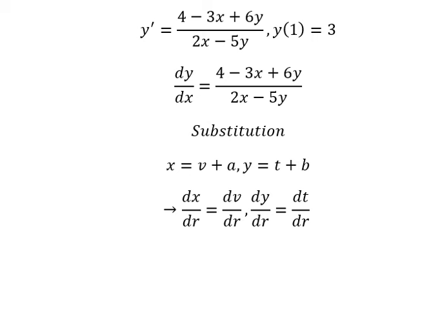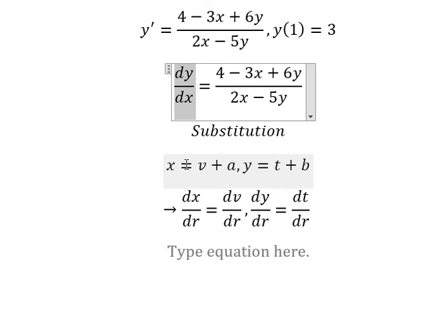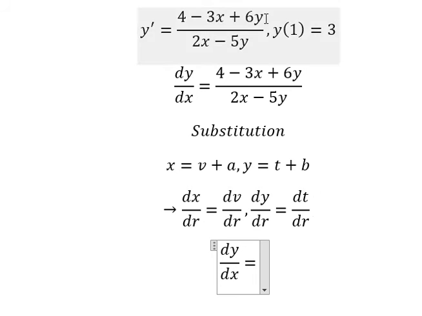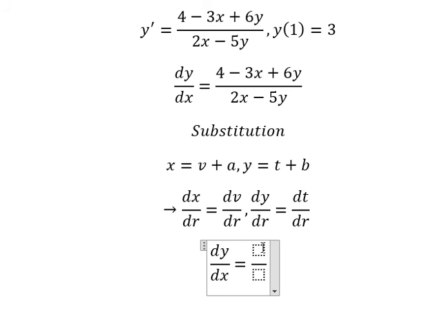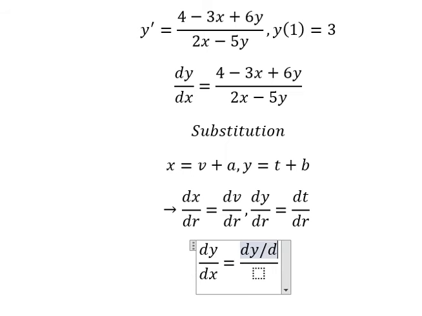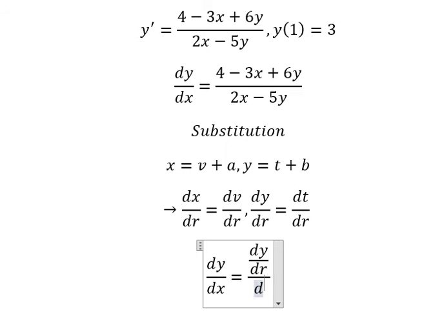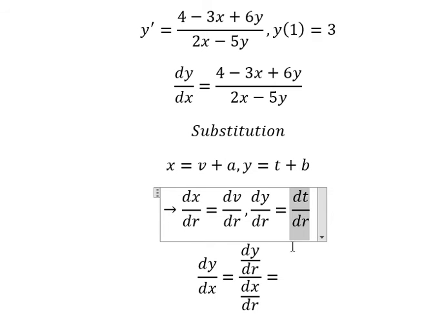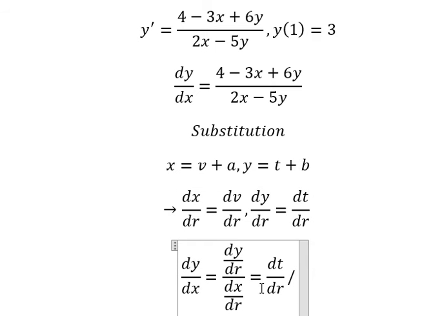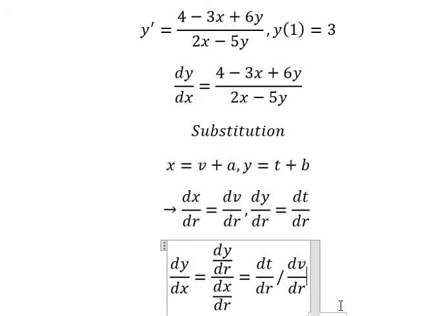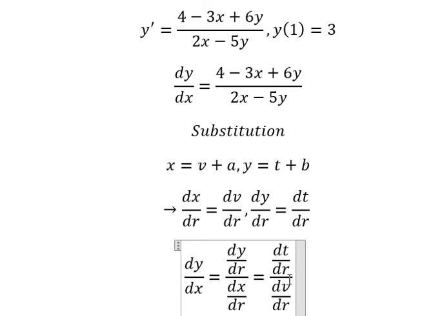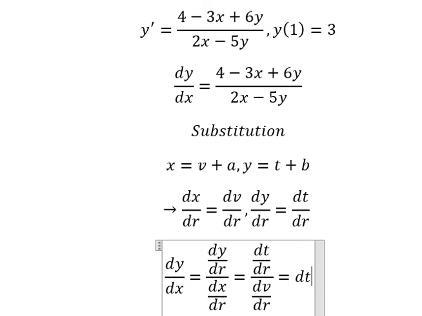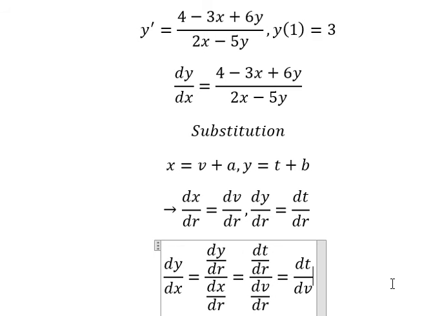Now we have dy over dx, that is dy over dr and dx over dr. Dy over dr is this one. Dx over dr is this one. Now we simplify dr and we have dt over dv.